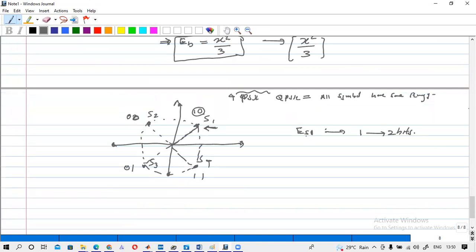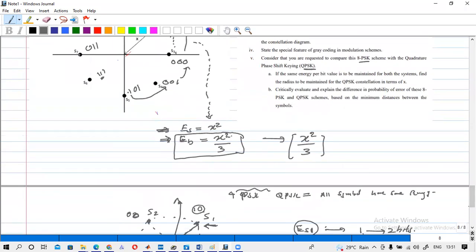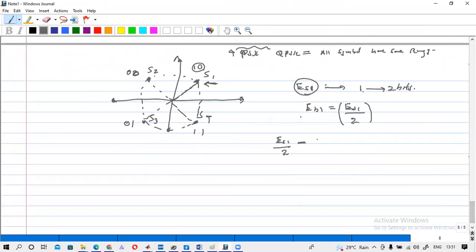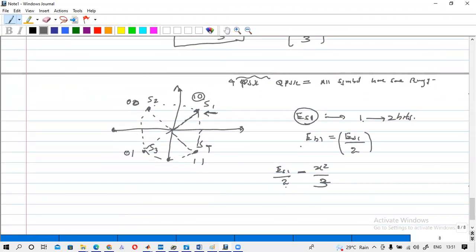So this is the symbol energy, and one symbol has 2 bits. So the bit energy, let's say it is EB1, this is for QPSK. So it should be ES1 divided by 2. So this will be the bit energy. Now this bit energy, ES1 divided by 2, should be equal to the average bit energy here. So I equate it to x square by 3, correct?